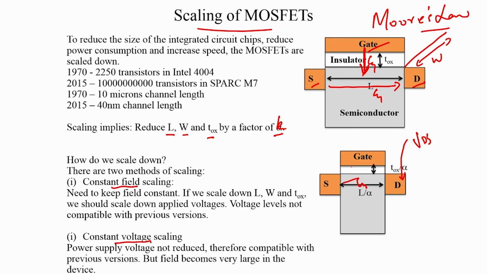So, you want to keep the fields the same, and therefore, the voltages have to go down along with your dimensions. The other idea is something called constant voltage scaling, in which, despite your scaling down of lengths, the voltages remain constant in order for you to continue having compatibility with regards to the power supply required for operation, etc. And obviously, in this case the electric fields are going to increase as you scale down the MOSFETs.